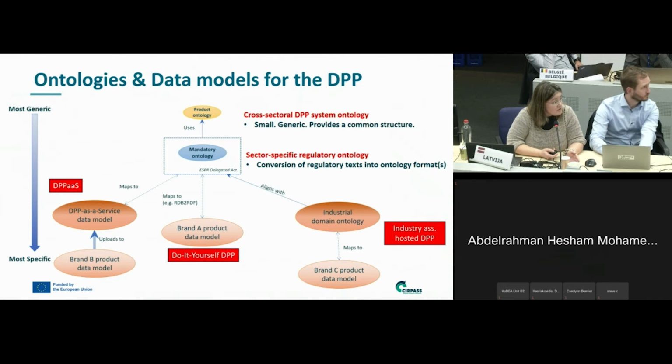But there's another scenario. Suppose we have an industry association that proposes to host the DPP data for all of their members, and suppose they have a very large industrial domain ontology that is useful for them. They could be providing this alignment service using bridge ontologies, and there are many open source tools to do this alignment process. So this is not a problem either. So therefore, me as a brand owner, I would just map my data to that domain ontology.